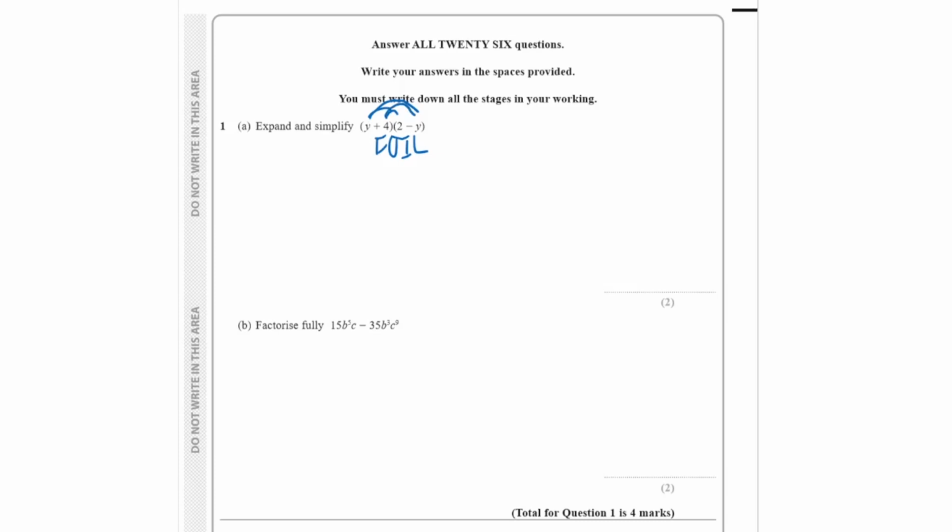Let's get started. y times 2 is 2y. y times negative y is negative y squared. 4 times 2 is 8. And 4 times negative y is negative 4y. Now we simplify all the like terms.